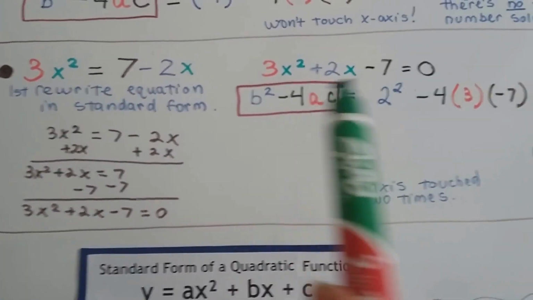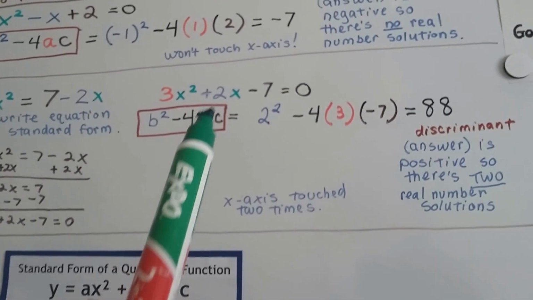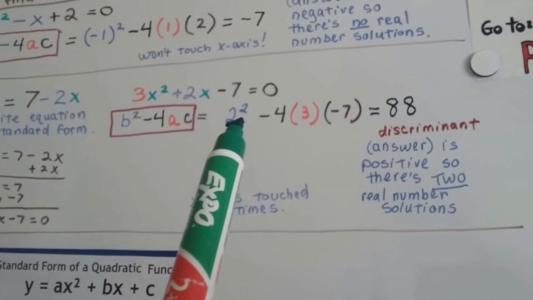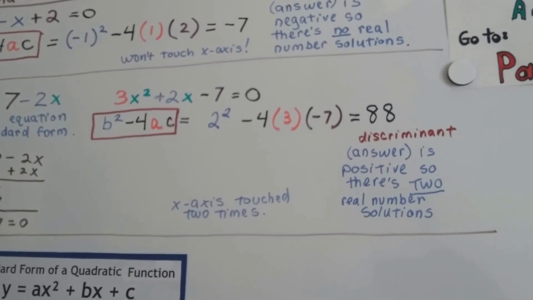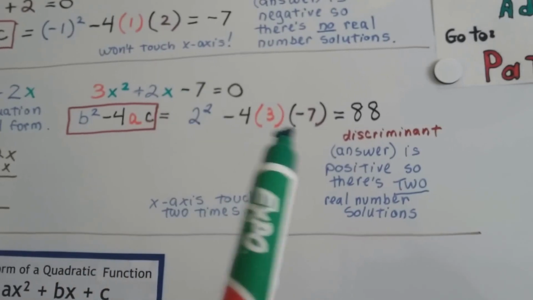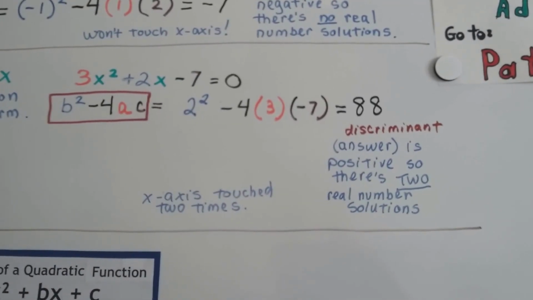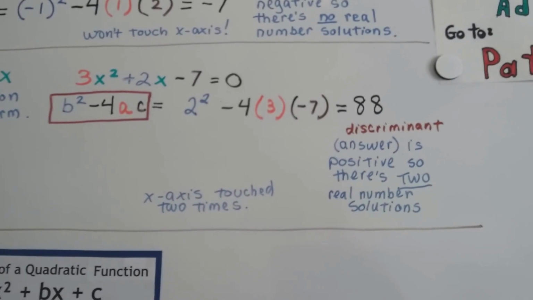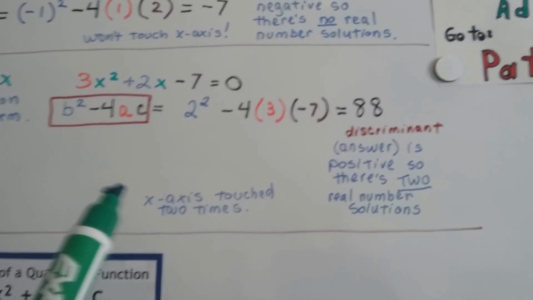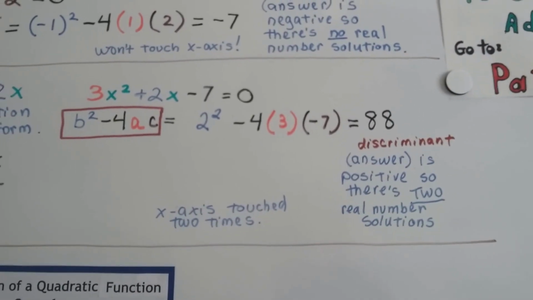So now we've got it like this, and we use our discriminant. We plug in our values. Our b is 2, so we've got 2 squared minus 4, and we've got a 3 and a -7. We do our math, and we get 88. So because the answer is positive, we know there are 2 real number solutions, and we know the x-axis is touched 2 times, isn't it? See?